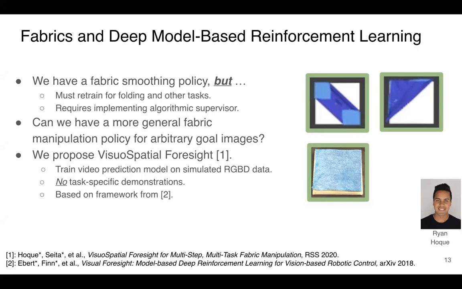So the question that we pose here is, can we have a more general fabric manipulation policy for arbitrary goal images that show the desired configuration? So we propose VisuoSpatial Foresight in this paper, which involves training a dynamics model on simulated data using the same simulator we developed in the prior paper. And then we can develop a planner on top of that. So we're going to first discuss both of the components right now.